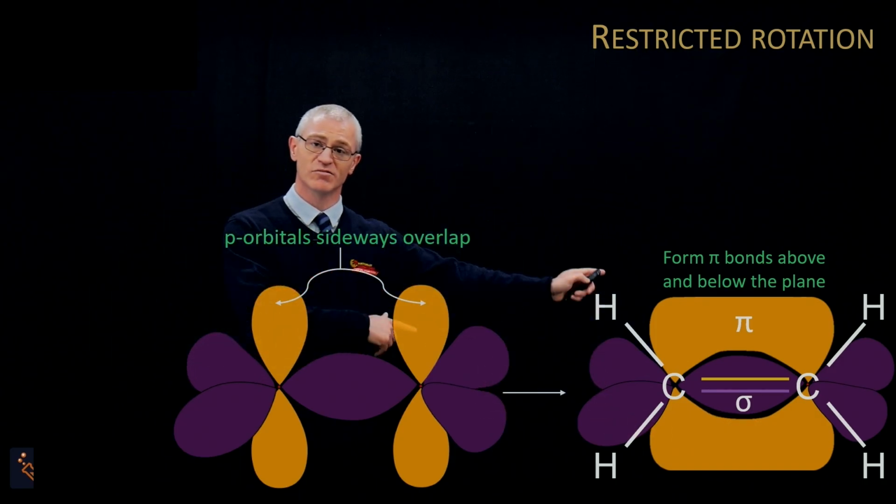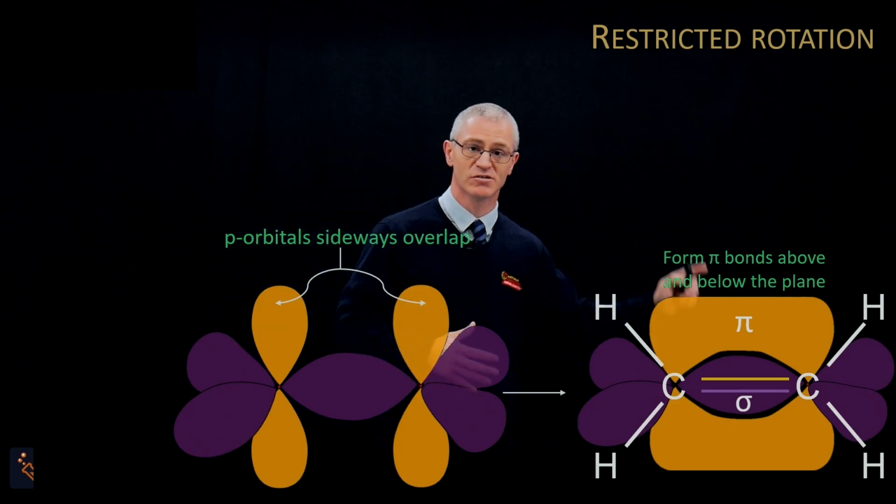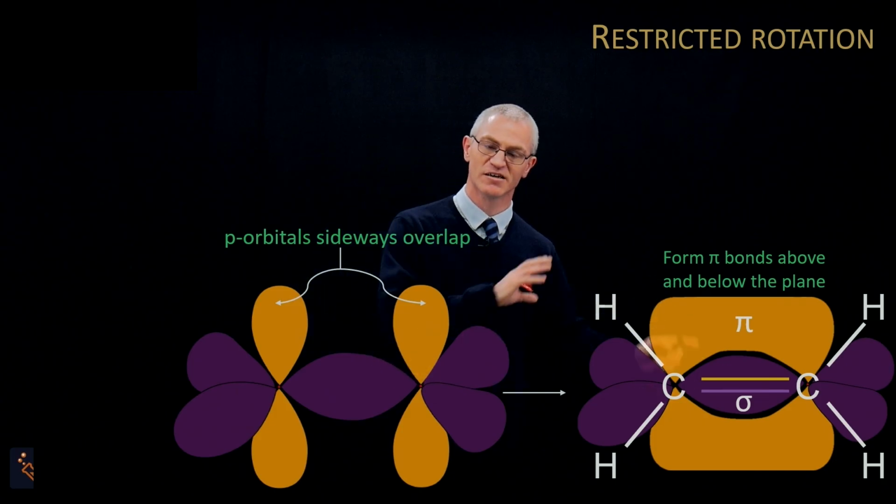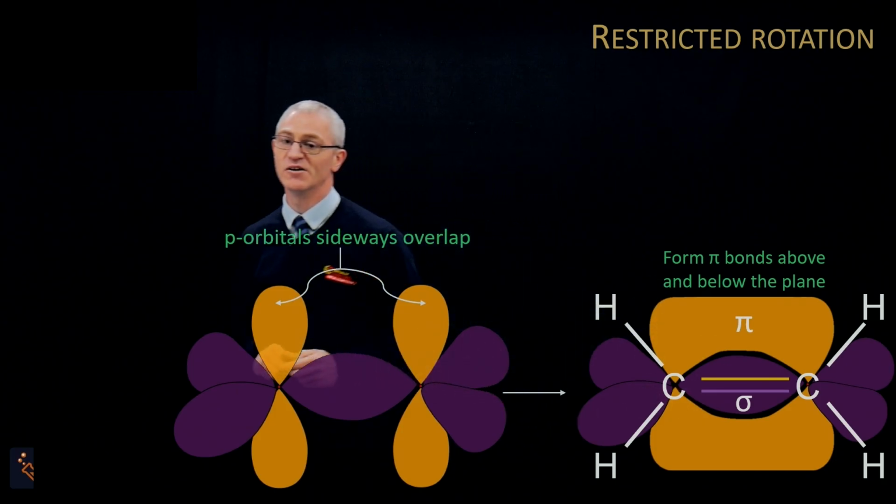And that means when they're over here, they're shared between these two carbons. When here, they're on their carbons. Here, they're shared. And that's your double covalent bond.